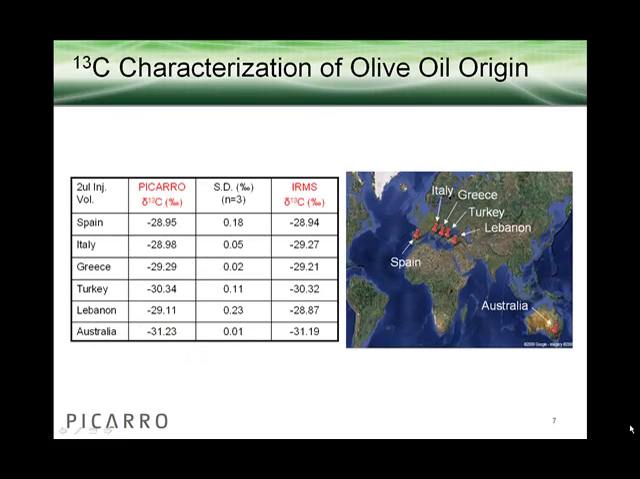In a similar bulk application, we have acquired delta 13C values through the combustion of olive oils, premium brands associated with Spain, Italy, Greece, Turkey, Lebanon, and Australia. The IRMS data for these regions has been published previously, and the Picaro data corresponds excellently with every region. In addition, the standard deviation for the cavity ring-down system data is excellent, highly comparable to the IRMS systems, costing 2 to 3 times as much and requiring significantly more maintenance, care, and attention.